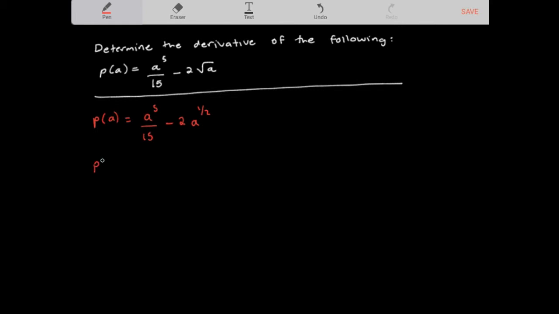And then if I want to find the derivative, you can notice here that we're using the difference rule, right? P prime of a is the derivative of, right? So don't memorize the notation, because the notation here is the derivative of y with respect to a, right? Of a to the power 5 over 15 minus 2 times the derivative d/da of a to the power 1/2. Then you use the power rule, right? So if we use the power rule, we're basically going to get 5 over 15, right?